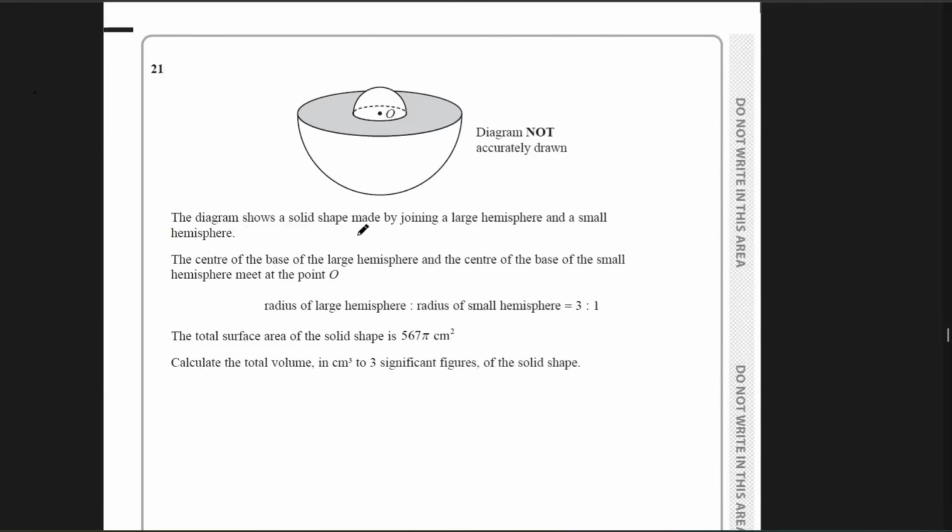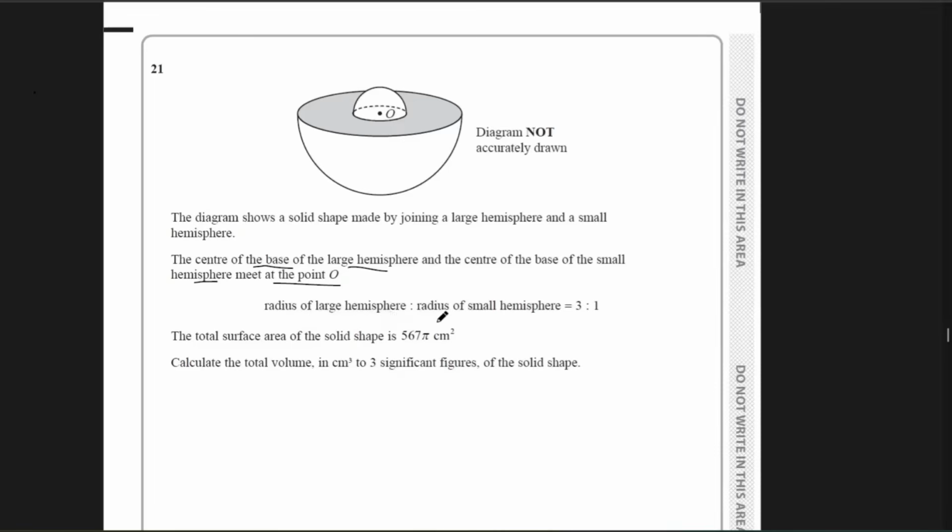Okay, question 21. The diagram shows a solid shape made by joining a large hemisphere and a small hemisphere. We can see the two hemispheres here. The center of the base of the large hemisphere and the center of the base of the small hemisphere meet at the point O. Yes, we can see that. The centers of the bases, they're meeting at point O for both the hemispheres.